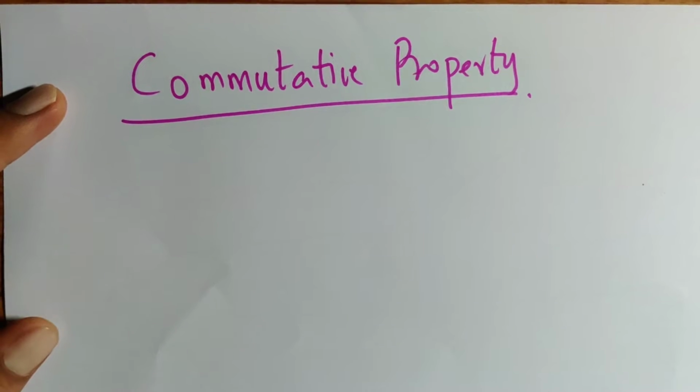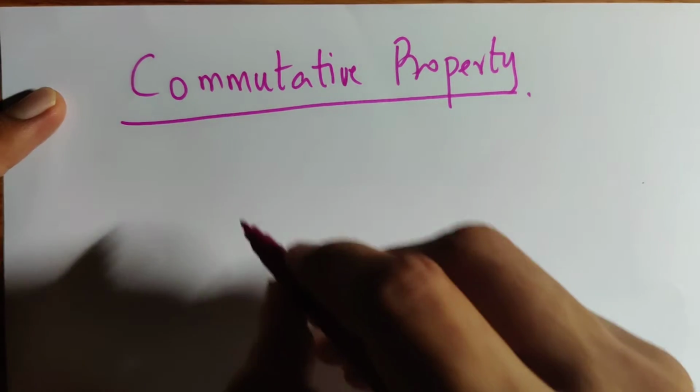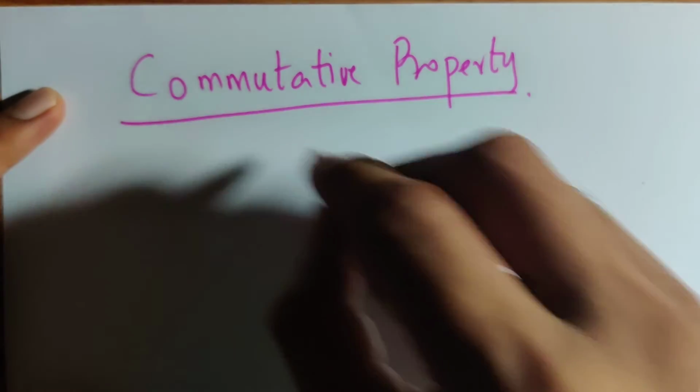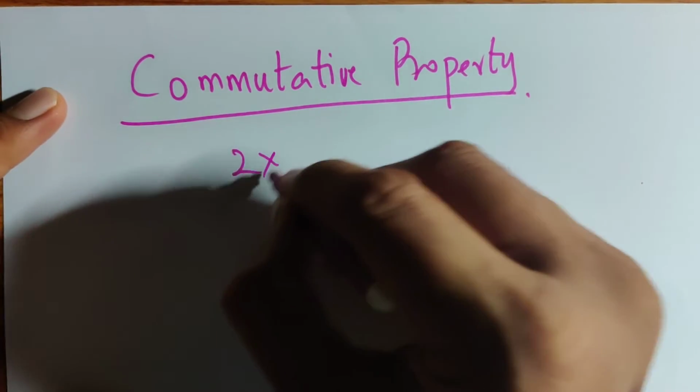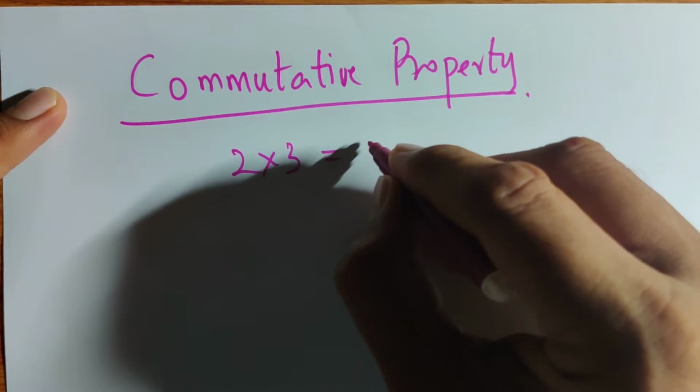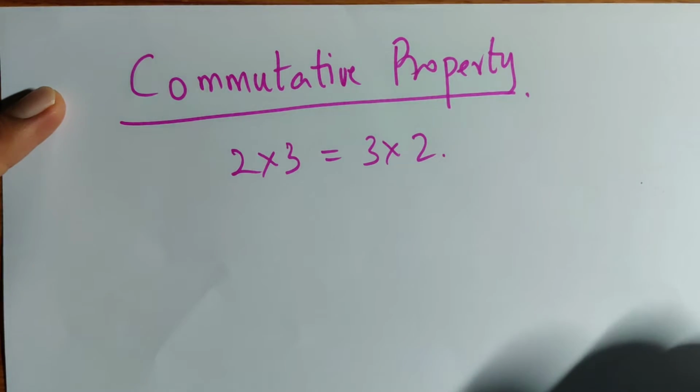Okay, so let's look at some of the properties. Let's look at commutative property. In commutative property, what we are saying is that looking at something this way and switching it around is the same, right?